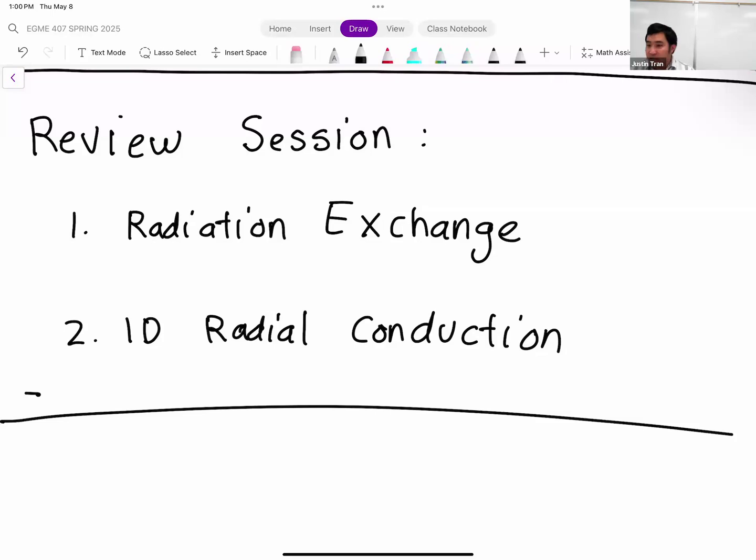The second most popular one was 1D radial conduction. That's going all the way back to our first midterm: conduction in radial systems, cylindrical systems and spherical systems. We'll cover that in the second half of today.